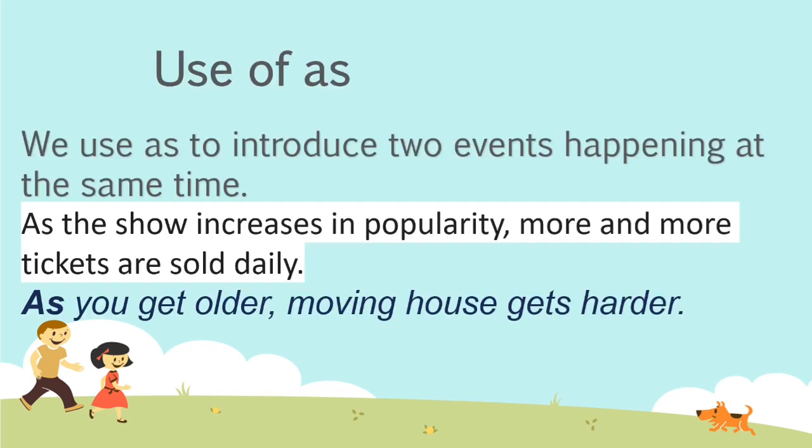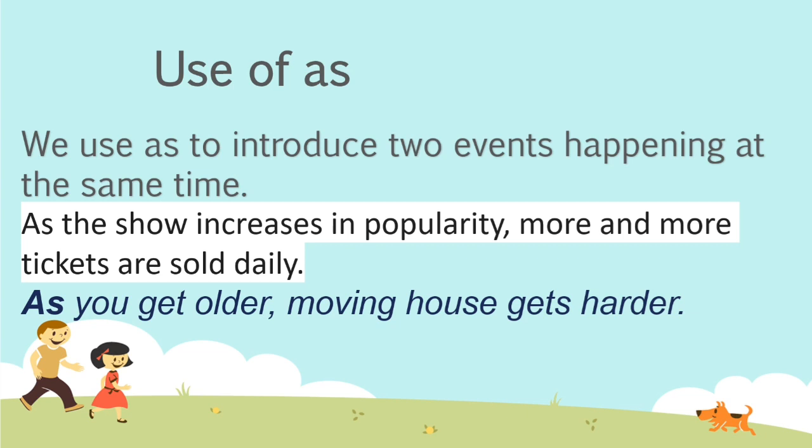Now let's learn about the use of "as". So when do we use "as"? We use the word "as" to introduce two events happening at the same time. If two things are happening at the same time, we use the word "as". For example, as the show increases in popularity, more and more tickets are sold daily.